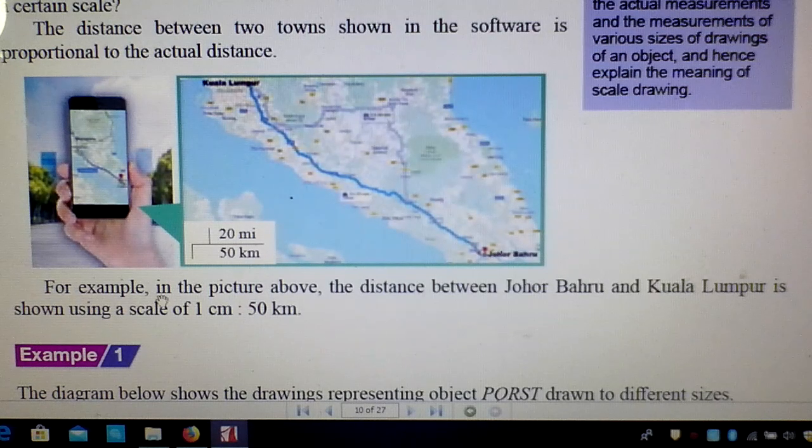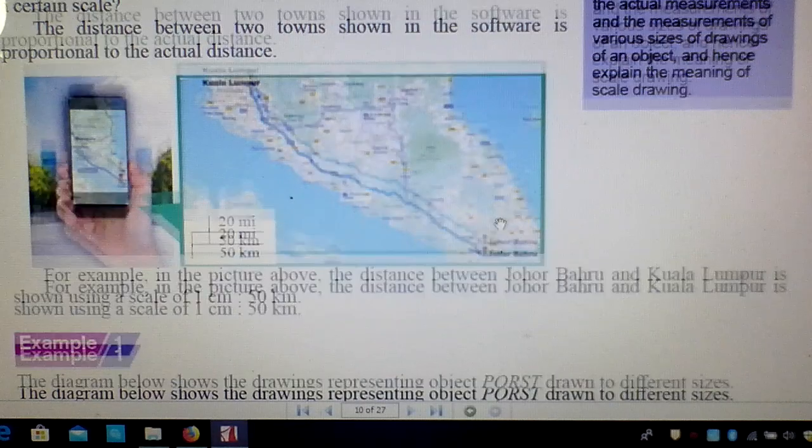Okay, for example, in the picture above, the distance between Johor Bahru and Kuala Lumpur is showing a scale of 1 cm equals to 5 kilometer. Meaning every 1 cm of your drawing is equivalent to 50 kilometer of actual distance. So this is your drawing, 1 cm. This is the actual length or actual distance.